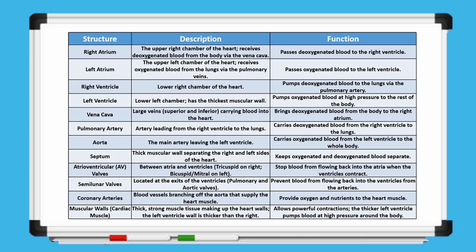The right atrium is the upper right chamber of the heart that receives deoxygenated blood from the body through the superior and inferior vena cava. Its main role is to pass this deoxygenated blood down to the right ventricle, the lower right chamber, which then pumps it to the lungs via the pulmonary artery.